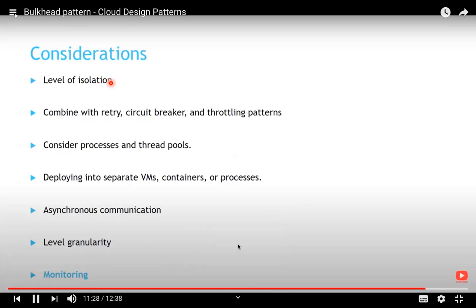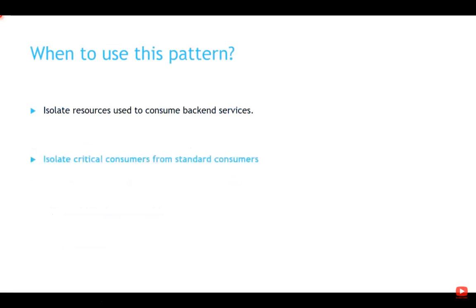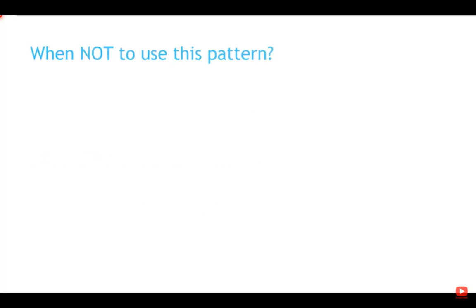Those are the isolations you have defined for your solution. Now let's see when you should implement this pattern. When you want to isolate resources used to consume the backend services. Also, when you have different tiers of consumers, critical, standard, and free, and you have to do some level of isolation between these tiers. Also, when you want to protect your application from cascading failure or domino effects.